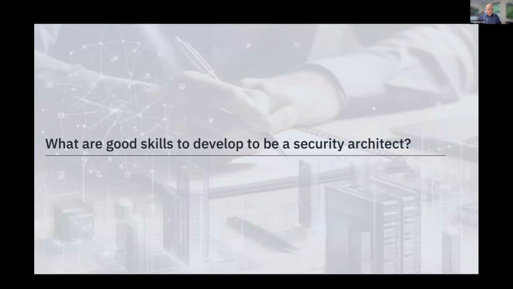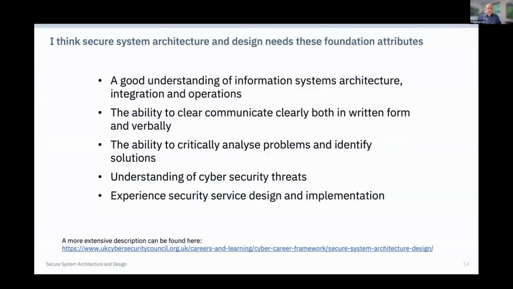So what are good skills for a security architect? I think a good understanding of information systems architecture, because it's not just security you have to understand. Do I understand about networking, operating systems, application development, and so on, and how those components integrate together and how they're operated? So the foundation skills are, like anybody in IT, a good understanding of that architecture. And you build up those skills and experience over time.